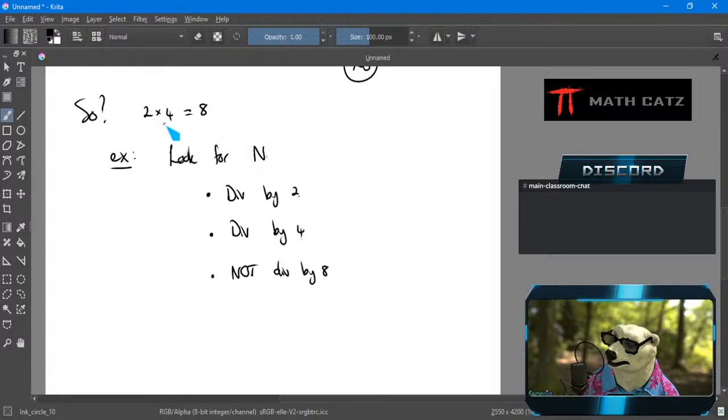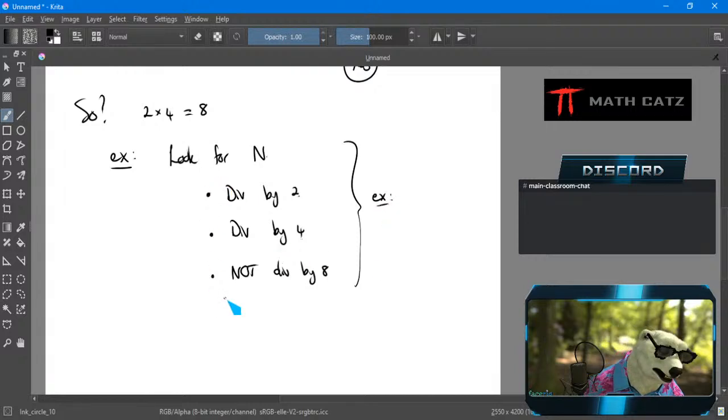Just because two numbers multiply together, if I have divisibility for each one, that doesn't mean I have divisibility for the bigger one. Can I come up with an example that would satisfy these 3 requirements? It's not hard to find. It doesn't even have to be big. 12 will work. 12 is divisible by 2. 12 is divisible by 4. It's not divisible by 8.